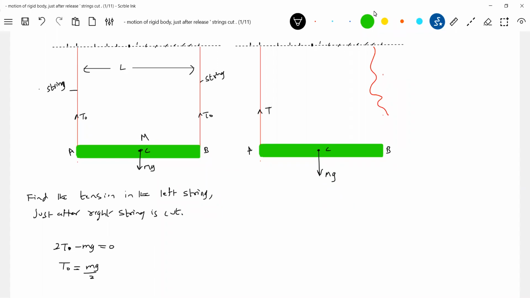Just a few things. When you cut the right string, what will happen to the left string? Will it be taut or loose? I think it must be taut, no? The string will be taut. How can you say so? I think it's a natural one. One must have a basic idea. That's why I told you.